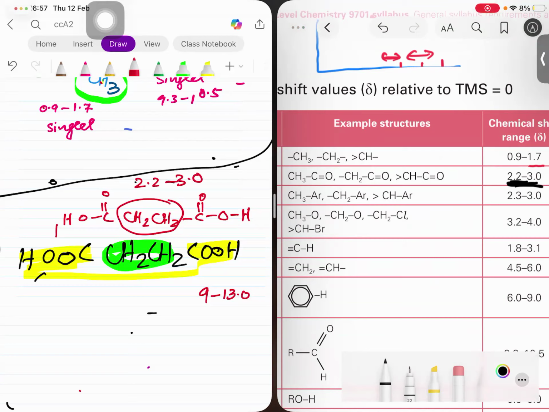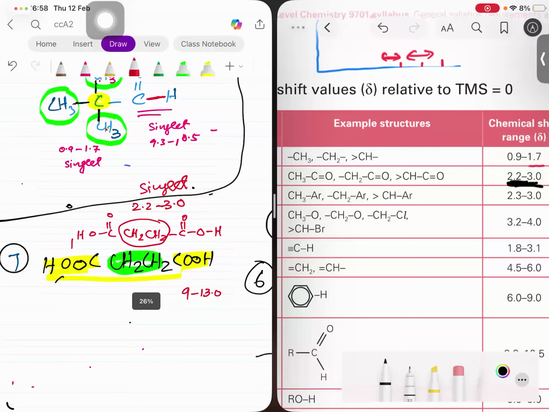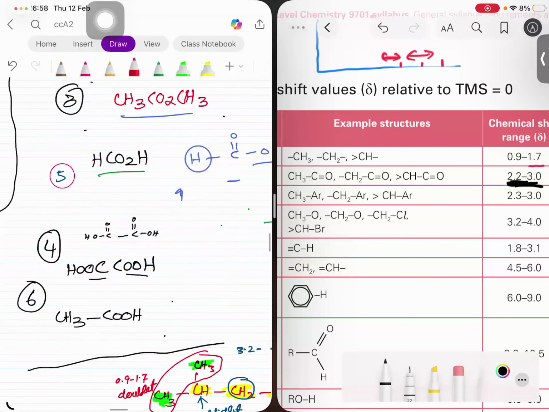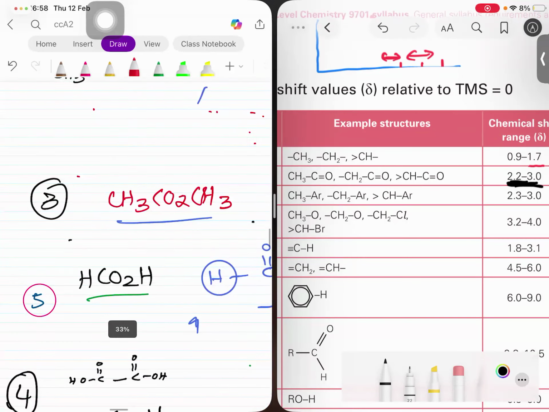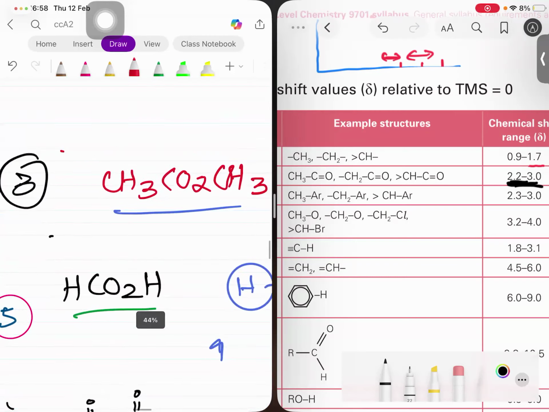And what about their splitting pattern? It is going to be a singlet, because they are collected together. They are taken together, so they are contributing to one peak. So you can't say they are the neighbors of each other. They are in one house. So their neighbors are COOH, so they are going to produce a singlet. Okay, so two singlets, one in the range of 2.2 to 3, and the other in the range of 9 to 13.